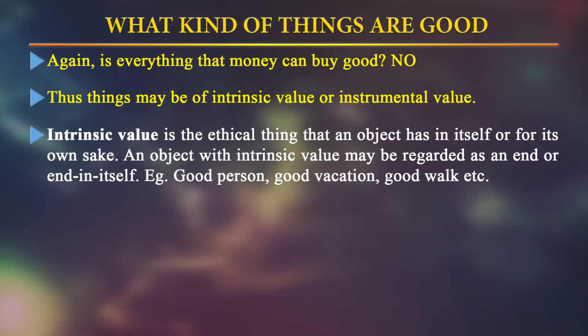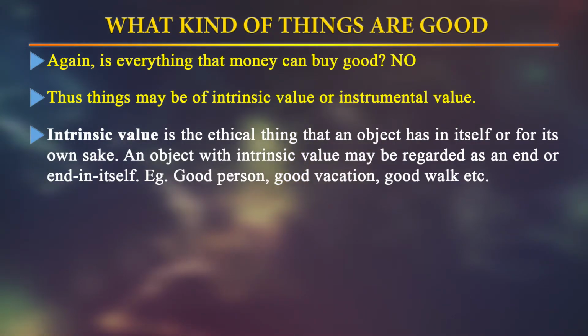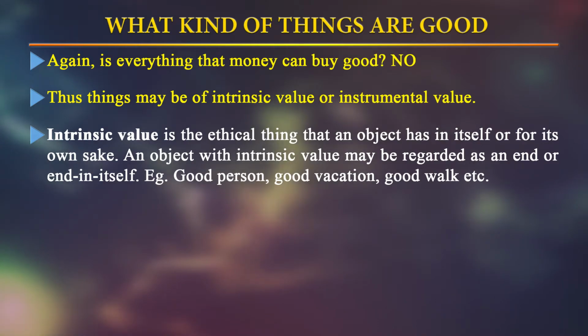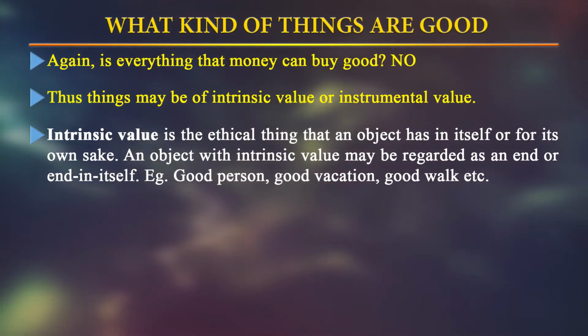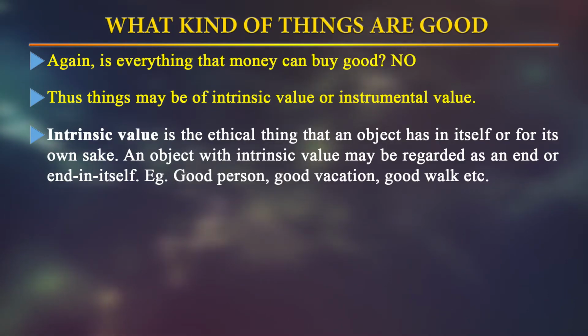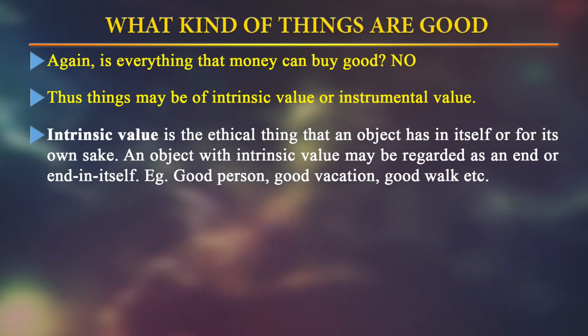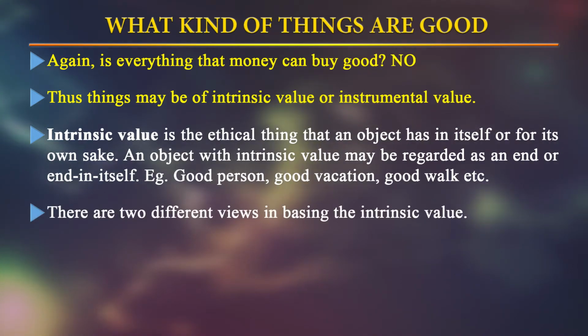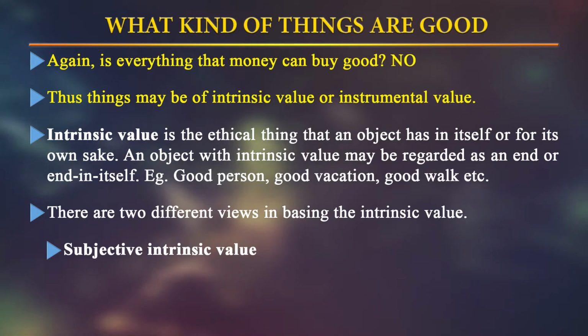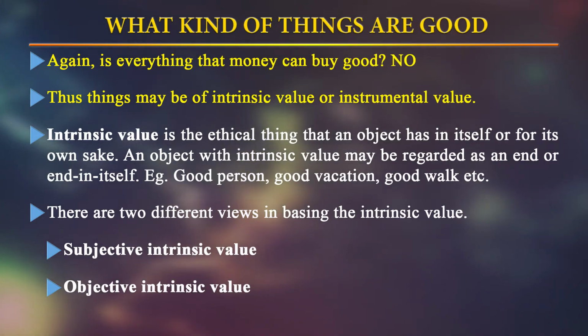Now, what is intrinsic value? Intrinsic value is the ethical thing that an object has in itself or for its own sake. An object with intrinsic value may be regarded as an end or an end in itself. For example, a good person or a good vacation or a good walk. These things are good by themselves because goodness is an intrinsic part of them. For example, a good person is good because that is that person's intrinsic value. Now, there are two different views in basing the intrinsic value. One is the subjective intrinsic value, and the second one is objective intrinsic value.